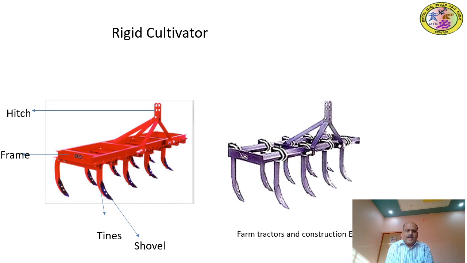The frame and the tines are in the red color, and the lower 2-point hitch is steel. It is not painted. Just see here. The hitch is the top link, and that top hitch point is connected to the hydraulic system. So this is about the construction of the rigid cultivator.